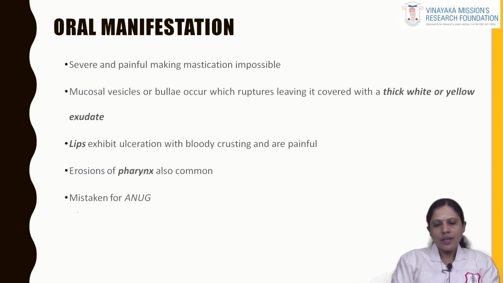The oral lesions are very severe and painful, making mastication impossible. Mucosal lesions or bulla are usually covered with thick white or yellow exudates, and hemorrhagic crust over lips may be noted, and erosions of pharynx are also common. All these manifestations give a similar picture to ANUG, that is acute necrotizing ulcerative gingivitis.